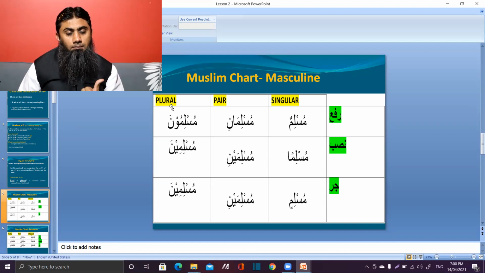Look at the last column, the plural column. Again, you remember we use the huruf method for both of them. For pair, we covered this one. Now look at the plural. Muslimuna. This last combination of letters produces a sound una. So the una sound means that any ism that produces an una sound is plural and it is rafa.